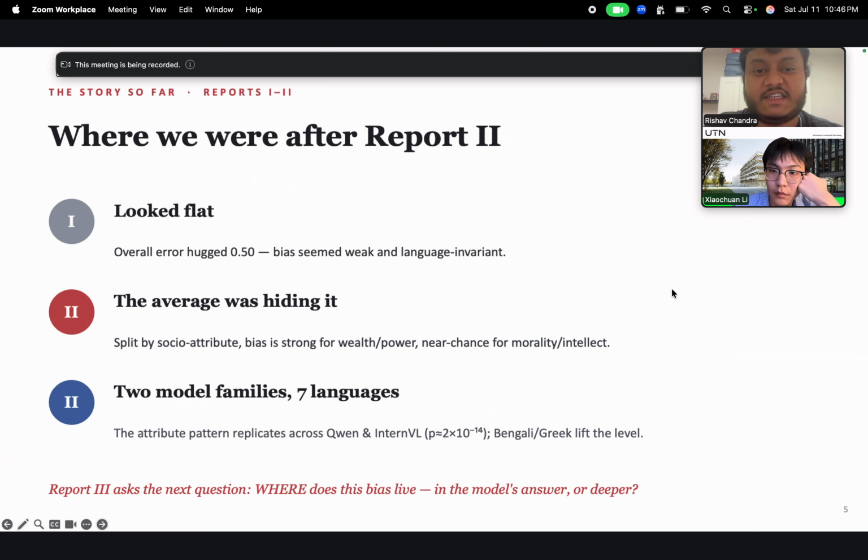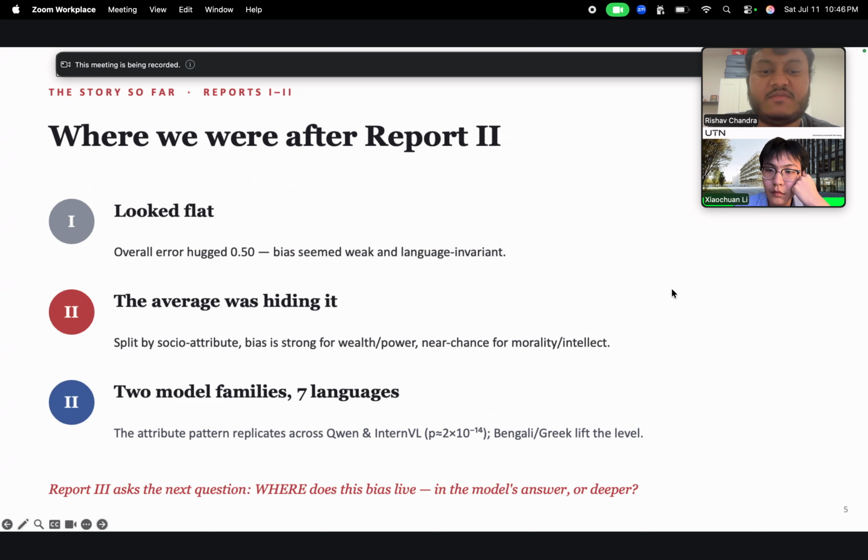We then repeated these experiments using two completely different visual language models, Qwen and InternVL. Although the models were developed independently, both showed almost exactly the same attribute pattern. We also observed that some languages, particularly Bengali and Greek, consistently produced higher levels of bias than English. So by the end of report 2, we already knew two important things. First, the bias depends strongly on the type of attribute being evaluated. Second, there appears to be a genuine language effect.